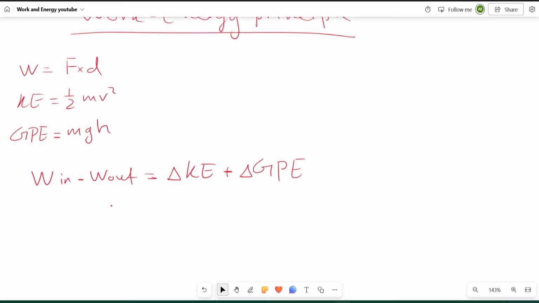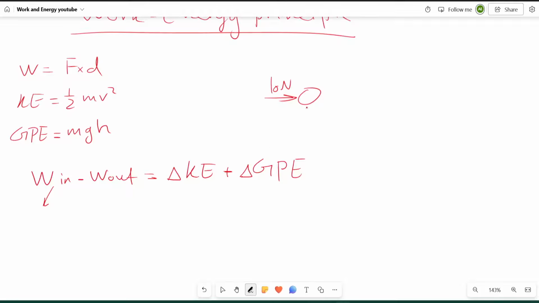Let's go through each term one by one. This equation is valid for all questions. That's why I like it. Work in is basically any work done by an external force that's giving energy into my system. What do I mean? An example would be a pushing force, 10 newtons. This pushing force is giving energy to my system. If my system is this particle, then 10 newtons is going to be a pushing force.